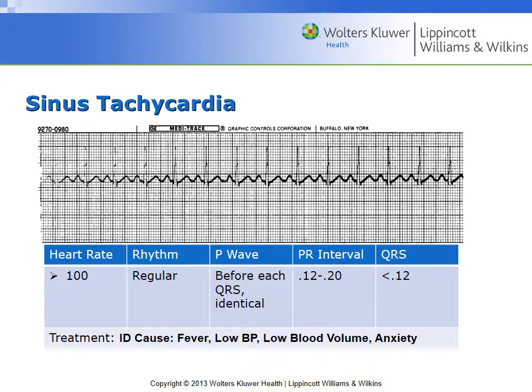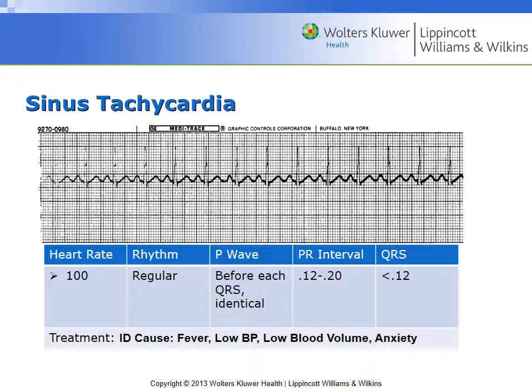Sinus tachycardia is the slide you're showing now. A sinus tachycardia is actually a sinus rhythm with a heart rate that's greater than 100. The rhythm is regular. There's a P wave before each QRS, and it's identical. The PR interval is 0.12 to 0.20, and the QRS duration is less than 0.12.